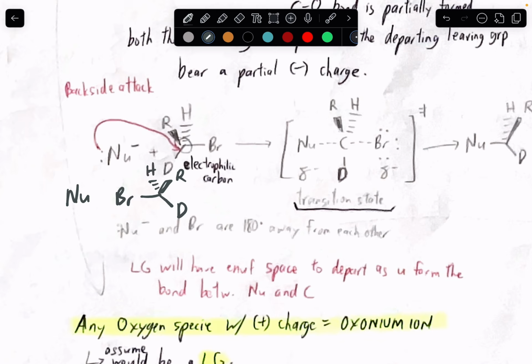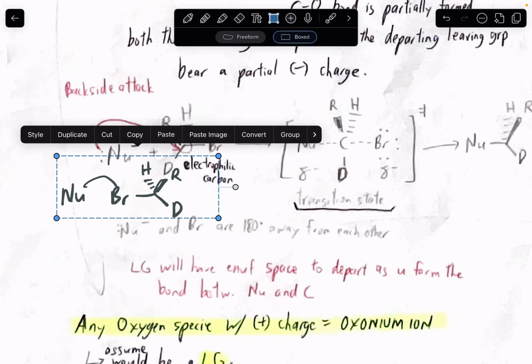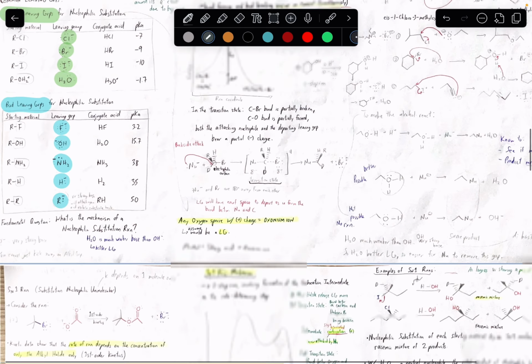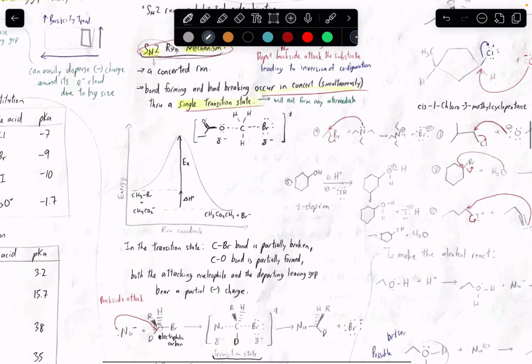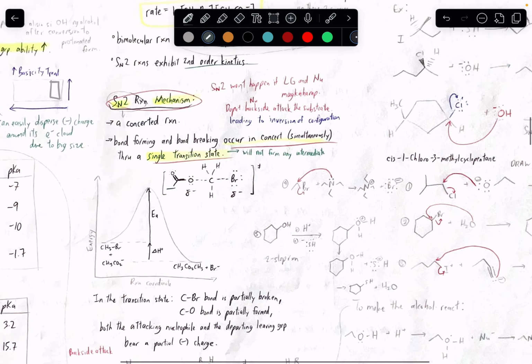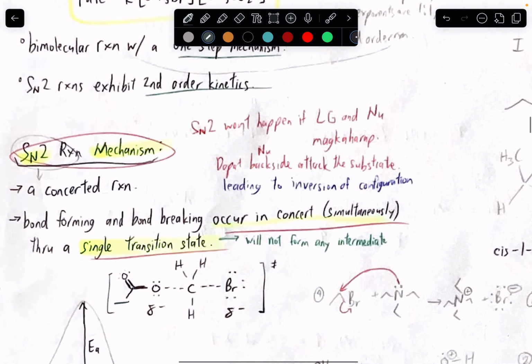If it was like this, you cannot show the SN2 reaction, because again, SN2 reaction is only possible if there is backside attack. Yeah, it's this one. If the leaving group and nucleophile are in front of each other, that's what I just drew.